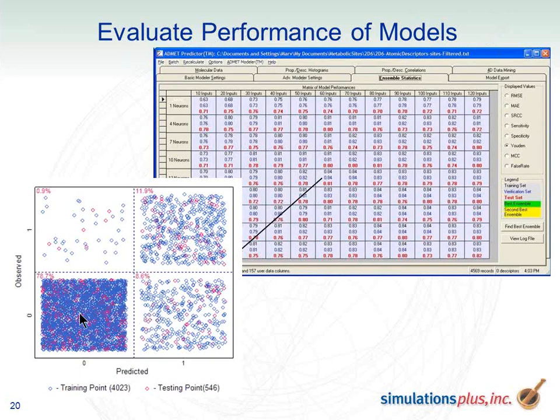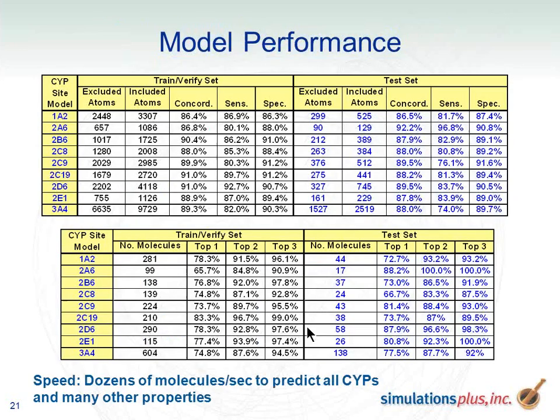So most of the atoms in a molecule are non-sites. They're not metabolized by cytochrome P450. And in this case, we've got a ratio of around 90 to 10%. And as you can see, we have very few false negatives, but a little bit more false positives. Not necessarily a bad thing to have some of the false positives, as we'll illustrate on the next slides.